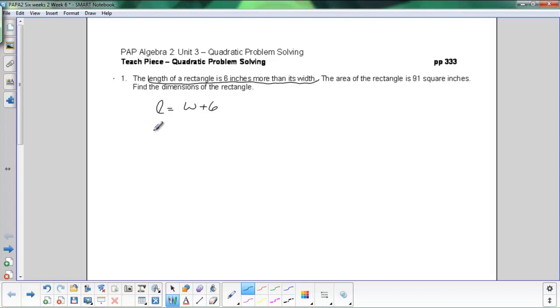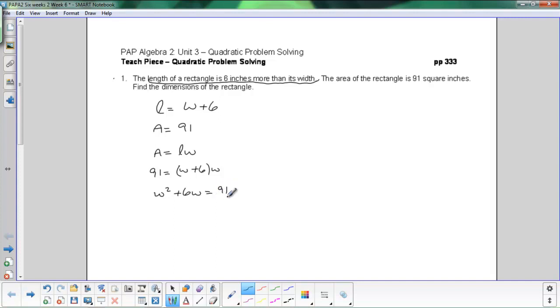The area of the rectangle is 91 square inches. Length times width equals area, so we'll be simply substituting here to find our answer. So 91 goes in for A, and W plus 6 goes in for L. I'm going to distribute the W in, and we get W squared plus 6W equals 91.